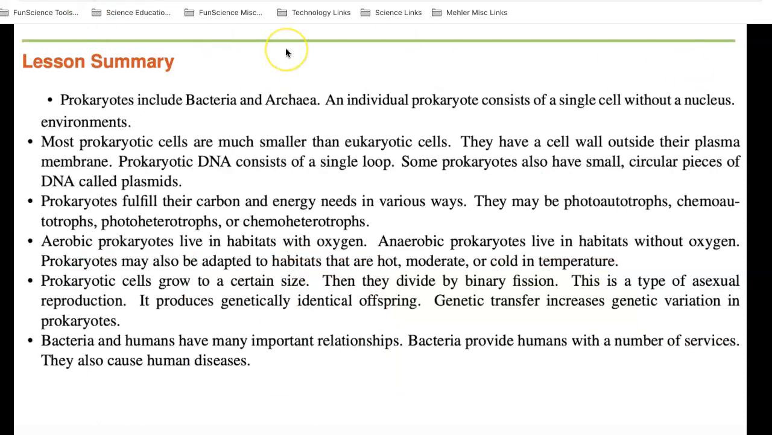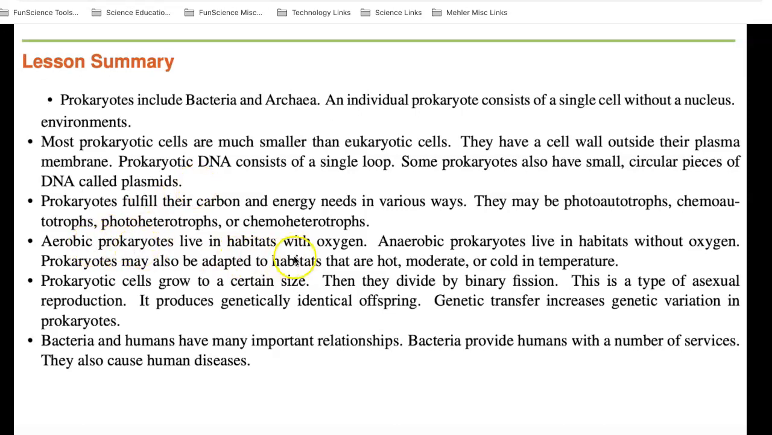So let's just summarize in 11.1 what we were discussing. Prokaryotes include bacteria and archaea, but remember, we know much more about bacteria than we do archaea. You should know a little bit about the archaea and read through that. Individual prokaryotes consist of a single cell without a nucleus. Most bacteria are much smaller than eukaryotic cells, and they have a cell wall. That's where we talked about gram staining. They fulfill their carbon and energy needs in various ways. They may be autotrophs, chemotrophs, phototrophs, photoheterotrophs.